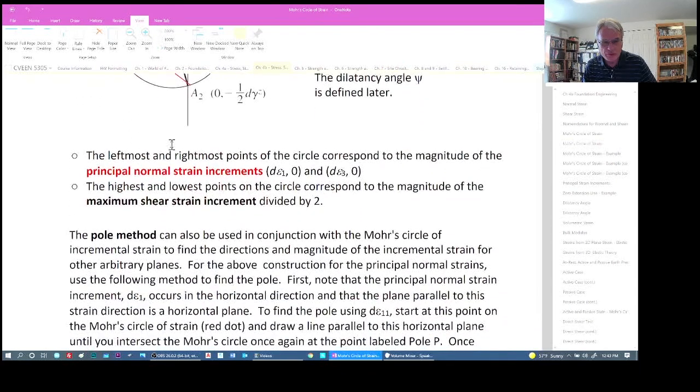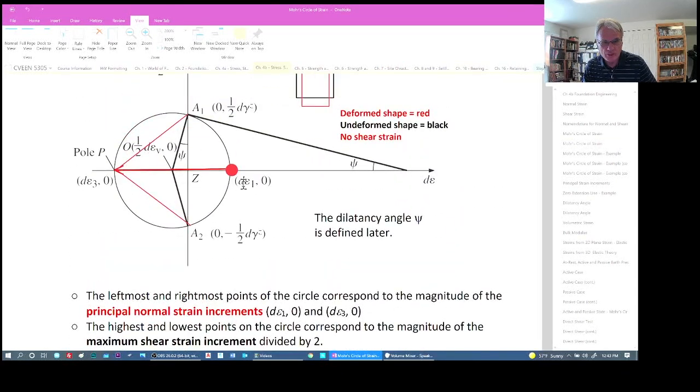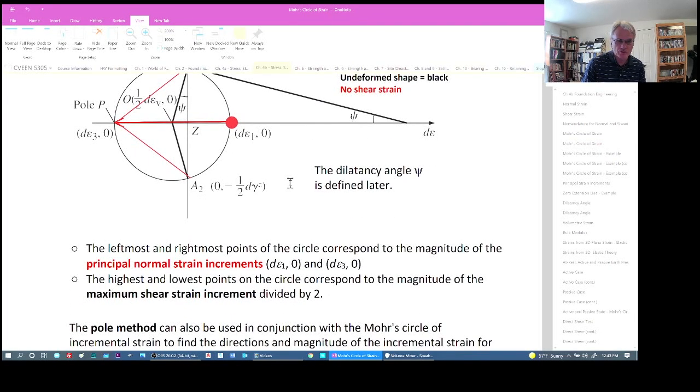Okay, so for a particular case, if we know a normal strain and no shear strain acting on it, that would be a principal normal strain, and we can plot that point. Then if we know the corresponding minor principal strain, we can plot that point and draw a circle which represents the Mohr circle. So this coordinate is dε1, which is the normal strain in the x1 direction, and dε3 would be the minor principal strain in the x3 direction.